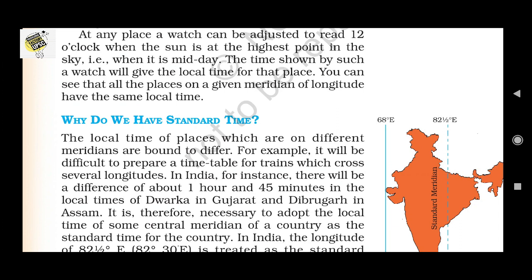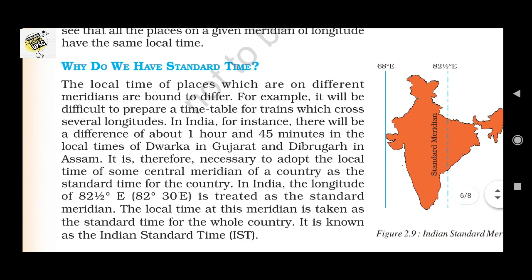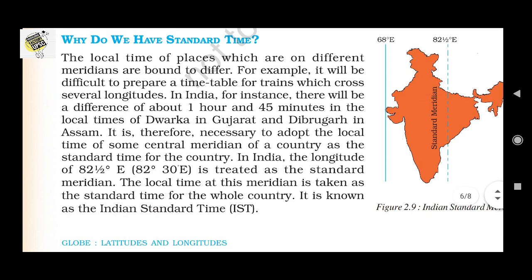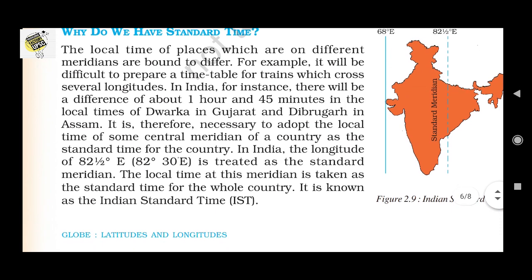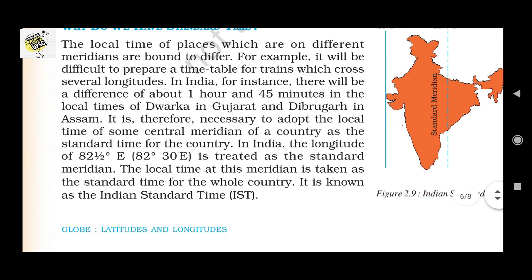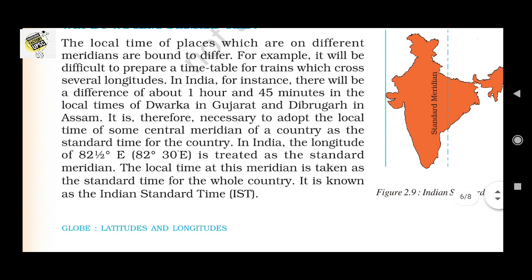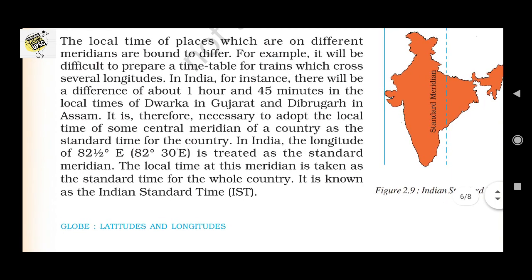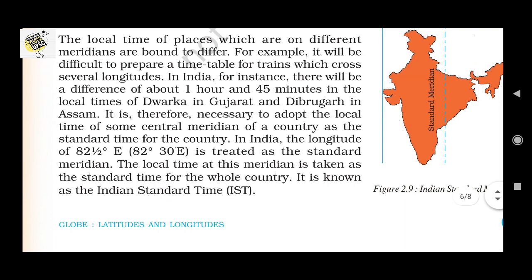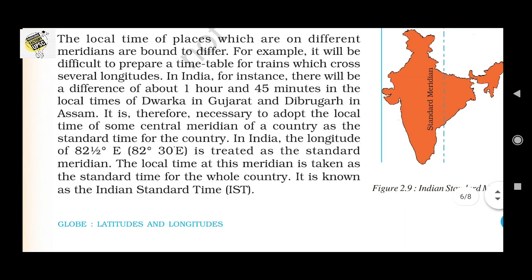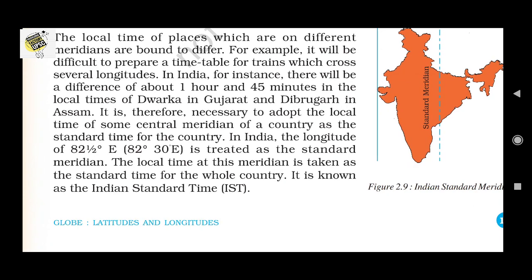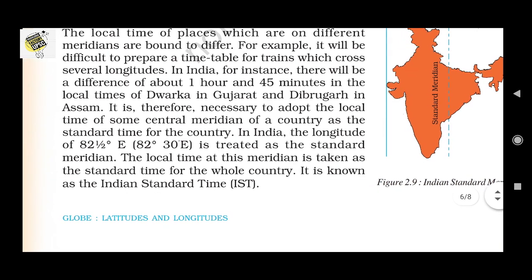This 1 degree is equal to 111 kilometers. That is also a very important concept. So if it is 12 noon at 0 degree, what is the time at 15 degrees? The time gap between 0 degree and 15 degrees is 60 minutes, that means 1 hour. So if it is 12 noon at 0 degree, at 15 degrees it is 1 p.m. It's a very simple topic.